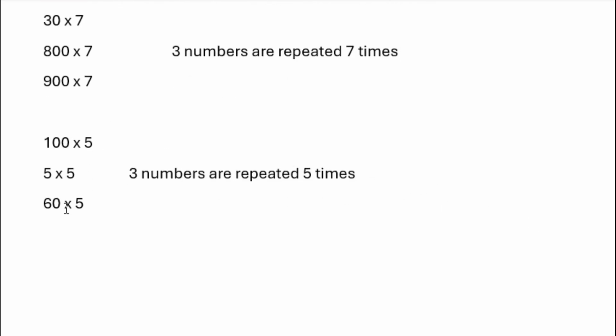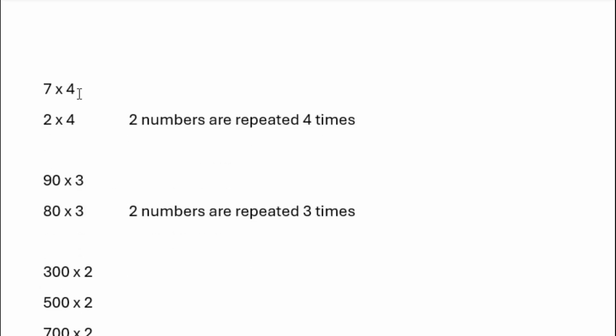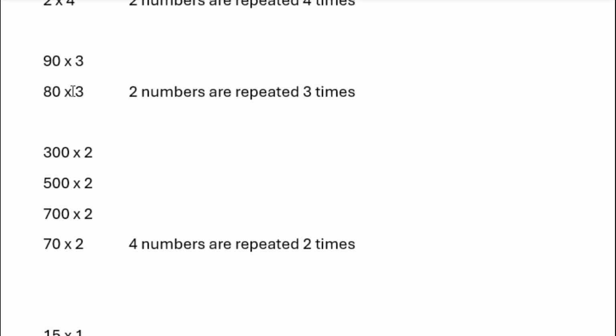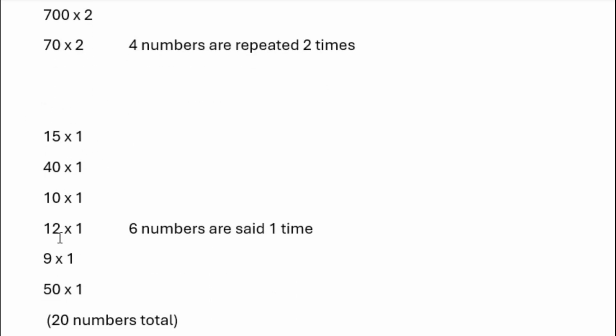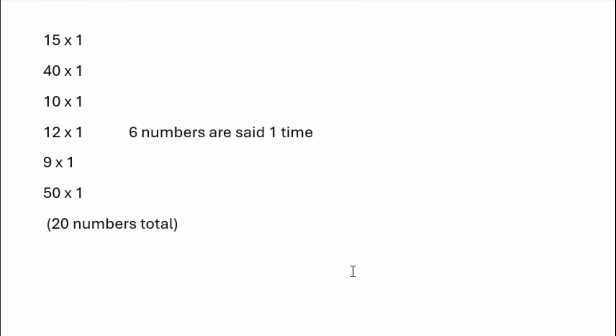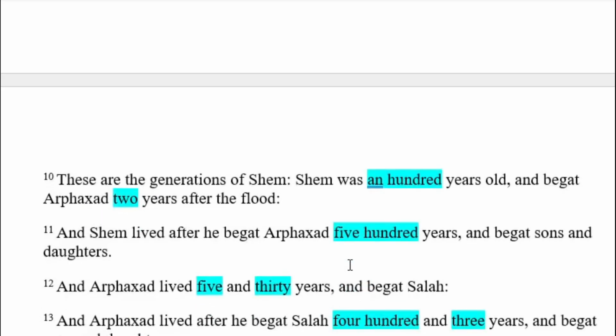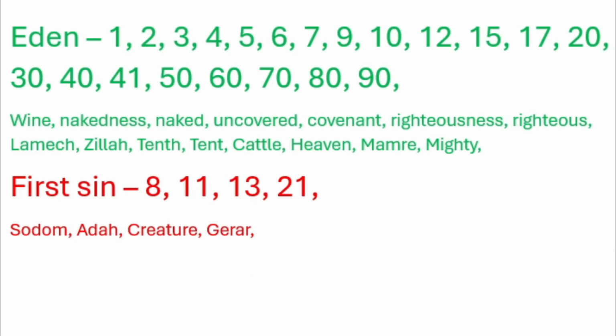800, 5, and 60 are said 5 times. 7 and 2 are repeated 4 times. 90 and 80 are repeated 3 times. 300, 500, 770 are each repeated twice. And then 15, 40, 10, 12, 9, 50, 1 time each. 20 numbers total. Okay, so that's where the numbers are all gathered.